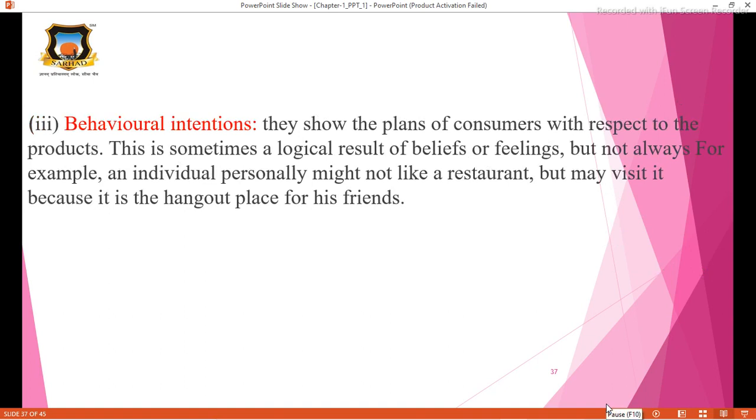The next is behavioral intentions. They show the plans of the consumers with respect to the product. This is sometimes a logical result of beliefs or feelings, but not always. For example, an individual might personally not like a restaurant but may visit it because it is the hangout place for his friends.